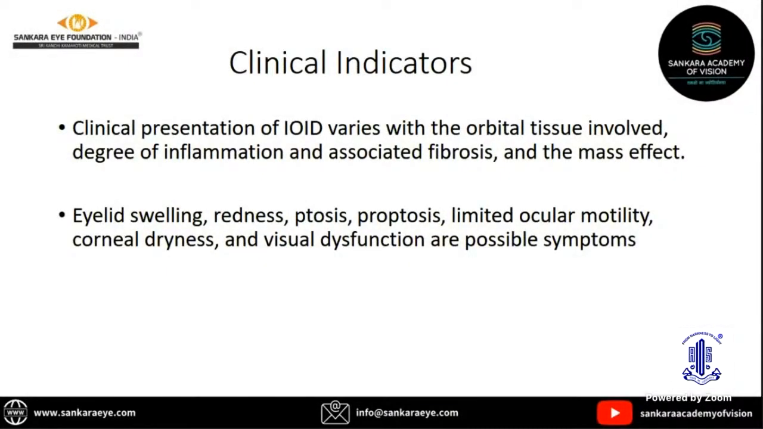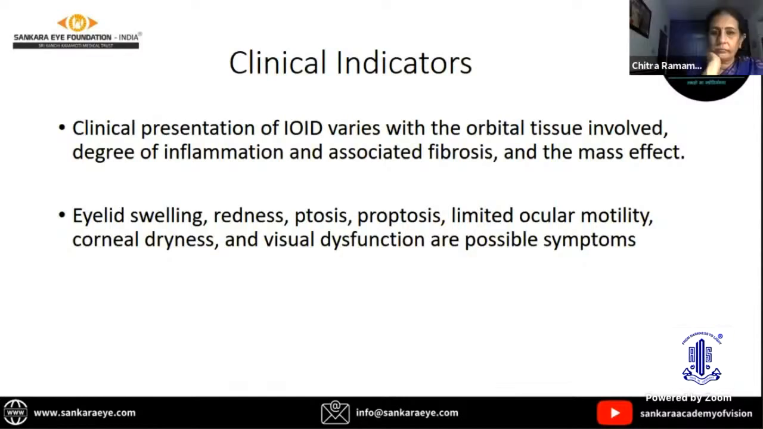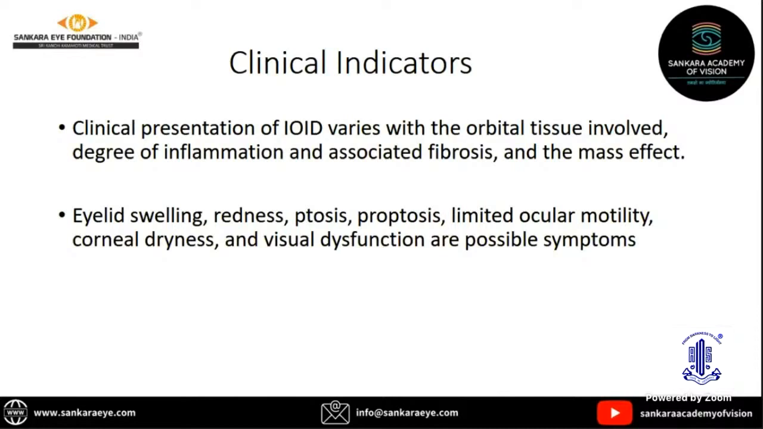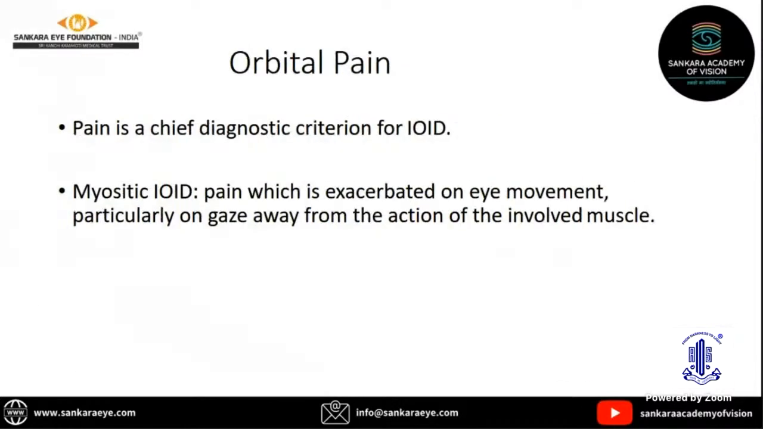The clinical presentation of IOID varies with the orbital tissue involved, the degree of inflammation, associated fibrosis, and mass effect. They may present with lid swelling, redness, ptosis, proptosis, and all the symptoms that we are aware of. But these symptoms are not specific to the disease and are largely non-specific. So they came up with a specific set of symptoms and findings which is specific for IOID.